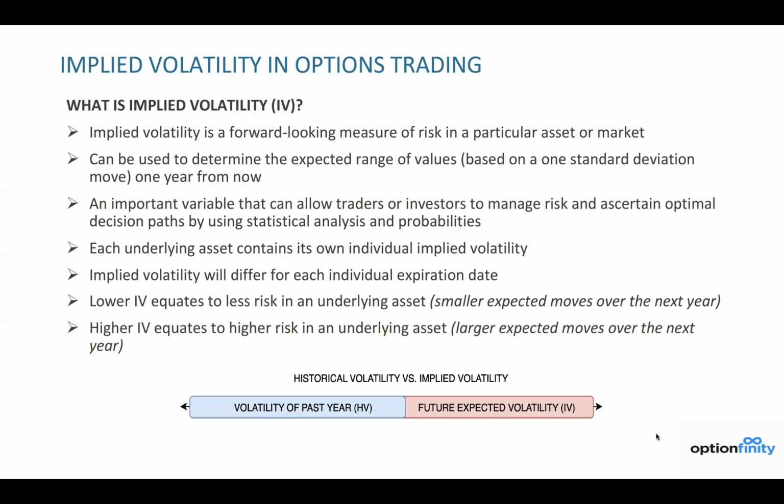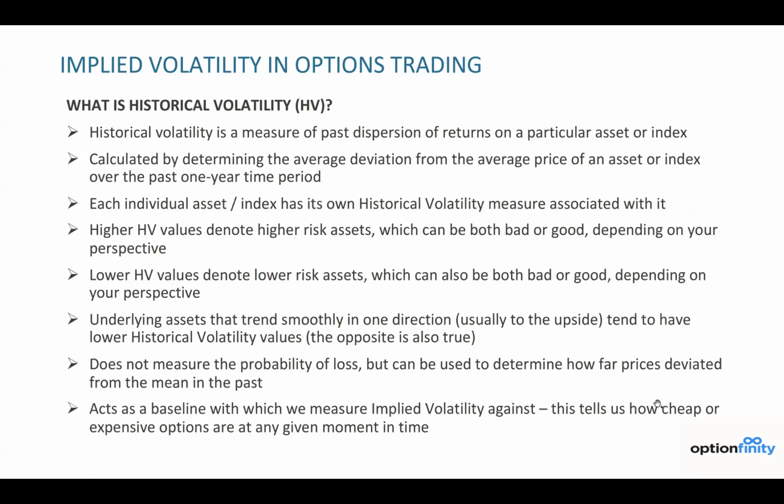So what is historical volatility? Well, in order to determine if implied volatility is high or not, we have to use a measure as a baseline to see if it's high or not. And historical volatility acts as a measure of past dispersion of returns on a certain asset or index.